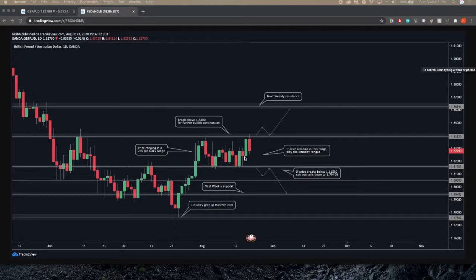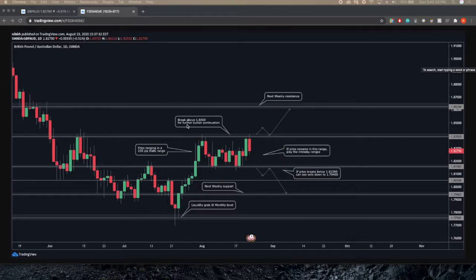Since the beginning of August, right? This consolidation has been going on within a 230 to 250 pip range, from 1.8150 to 1.84. So that's a 250 pip range that we've been playing between. If price does remain within this range, we can play through the intraday levels, right?